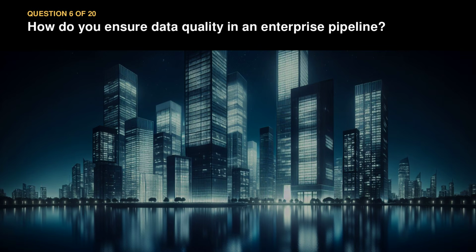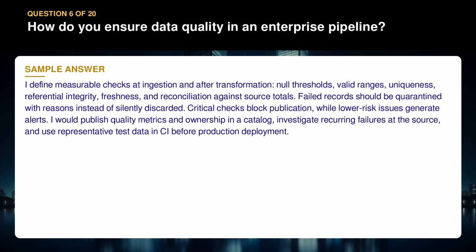Question 6. How do you ensure data quality in an enterprise pipeline? I define measurable checks at ingestion and after transformation: null thresholds, valid ranges, uniqueness, referential integrity, freshness, and reconciliation against source totals. Failed records should be quarantined with reasons instead of silently discarded. Critical checks block publication, while lower-risk issues generate alerts.